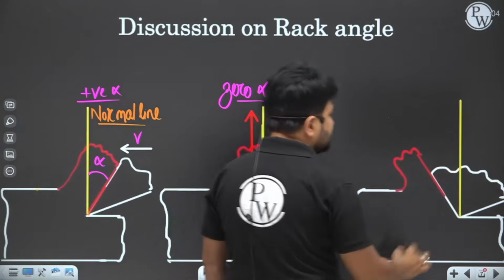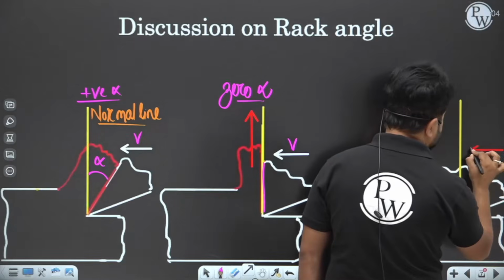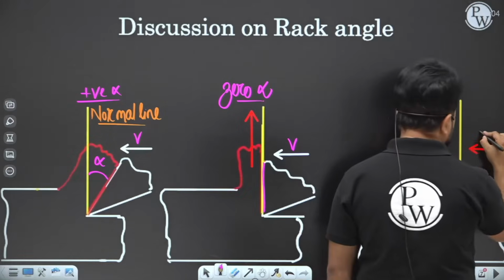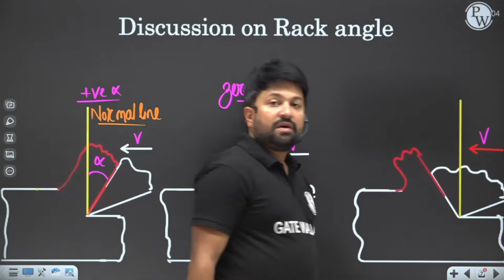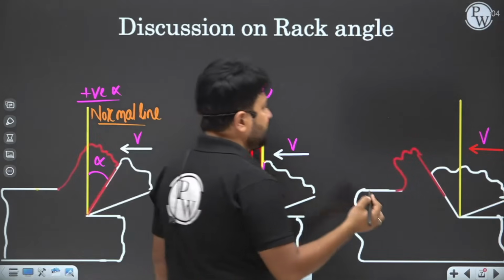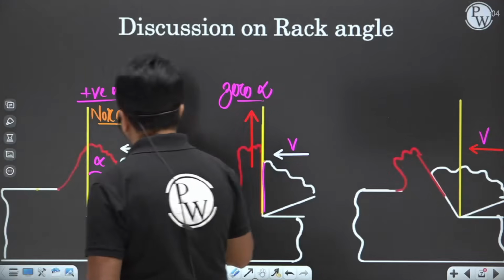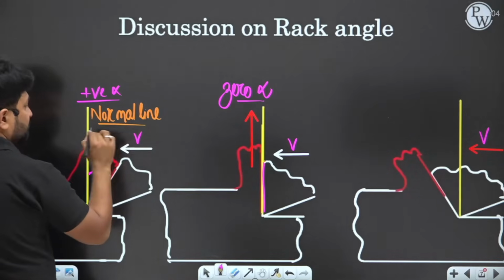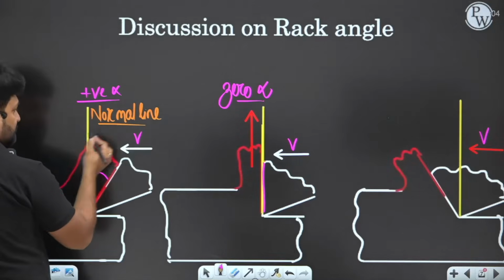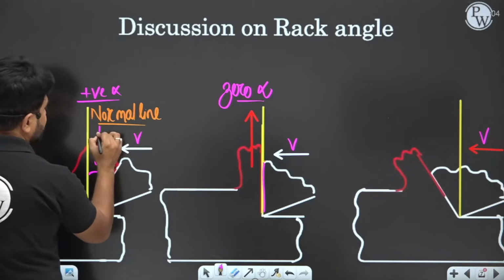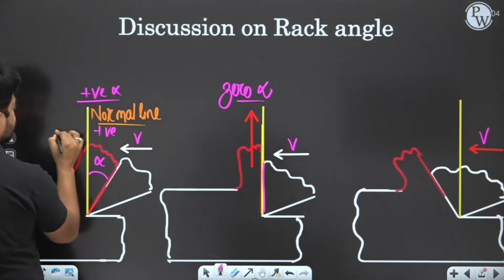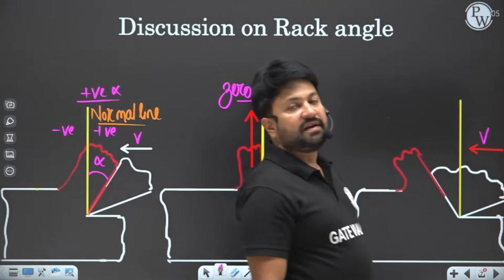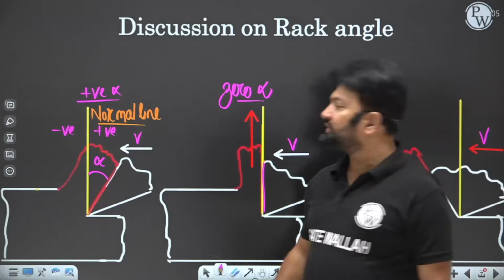Again the tool is coming to cut the workpiece from this side, right? With a cutting velocity of v. Now see here the inclination. This is a normal line and a reference line. From where the tool is coming, that side I will take as positive and the other side I will take as negative for the measurement of rake angle.